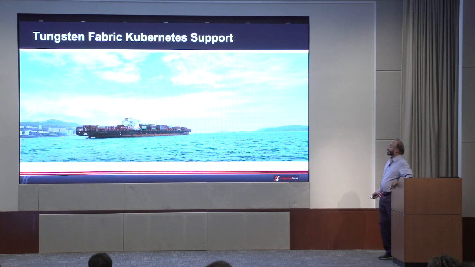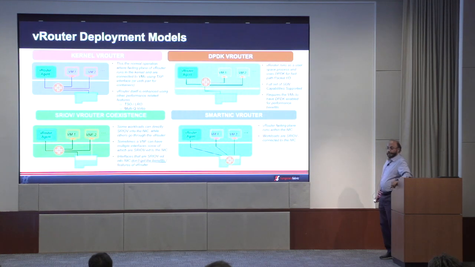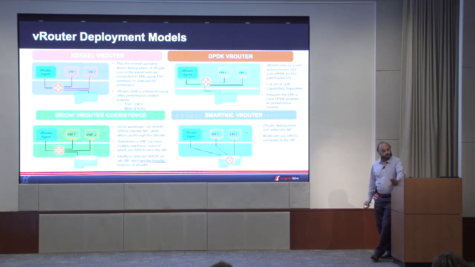Sorry, I went too far. So there are four deployment models for the VRouter. By default, it's a kernel VRouter, which is what I described earlier. The VRouter itself sits in the kernel module, and the VRouter agent sits in the user space, and you have workloads, and the packets flow through the VRouter forwarder.